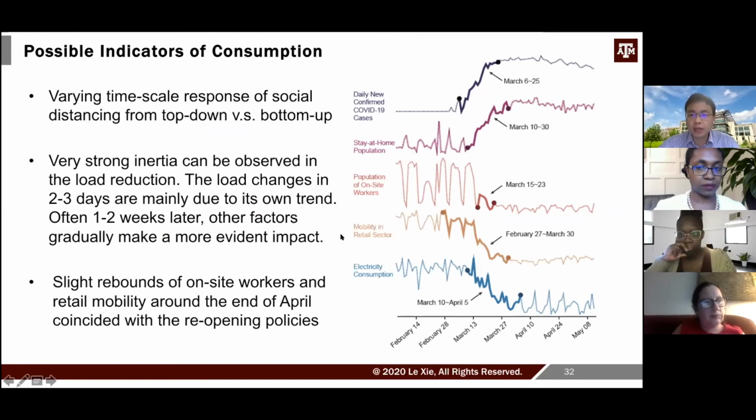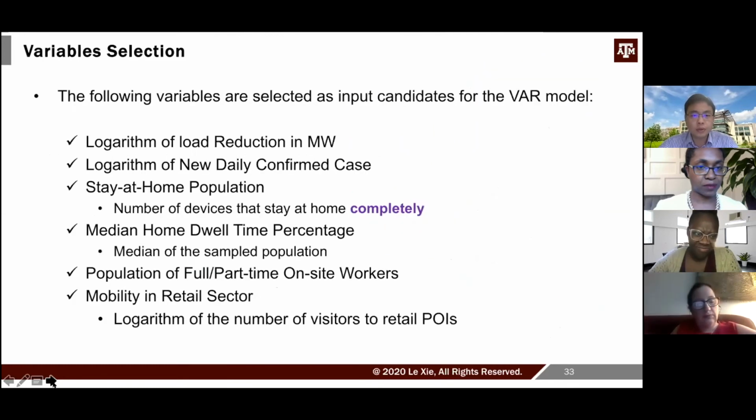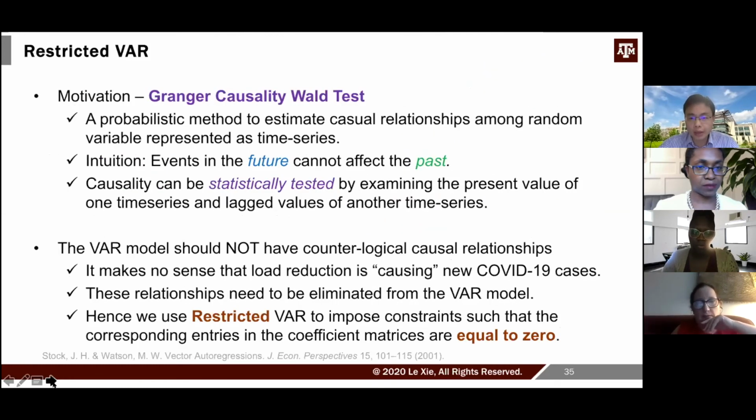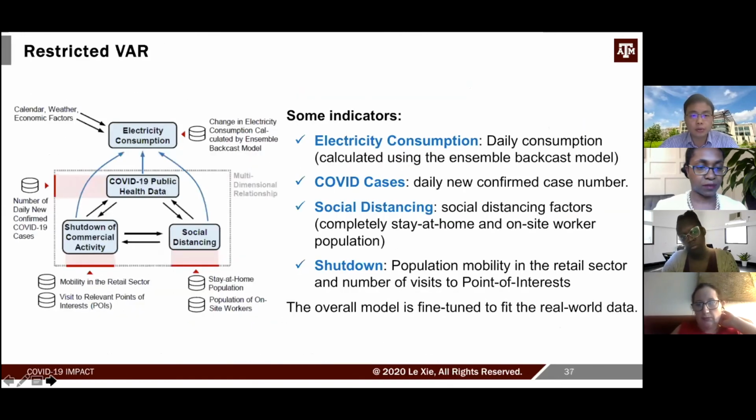And the one thing I want to highlight to you is this one called mobility in the retail sector. It turns out that how often people visit the retail sector, for example, how often you go to do your grocery shopping and so on, is actually one of the strongest indicators of the impact on electricity consumption changes. So that again provided us the opportunity to conduct a more rigorous assessment of the impact of COVID on the electricity sector.